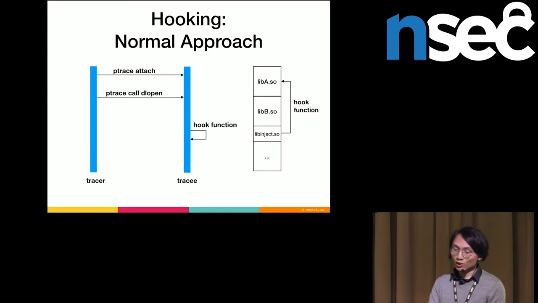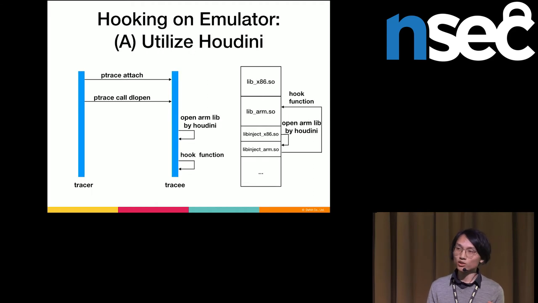So on an emulator, it's only one step further to do hooking. It's the same. First, you use the x86 version's ptrace to attach to your target process. And you call dlopen to load your x86 version's injection library. And inside your x86 version's library, you can load libhoudini.so, find the dlopen inside it, and use this dlopen to open your ARM version's injection library. And inside this real ARM injection library, you can do your hooking work.